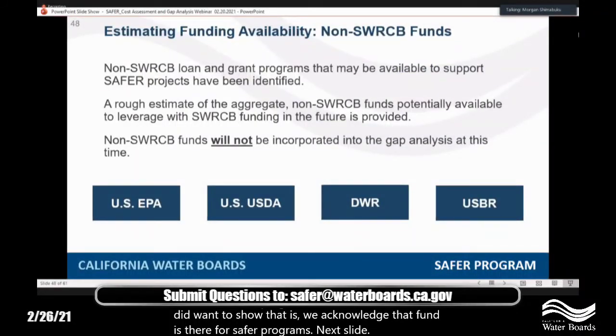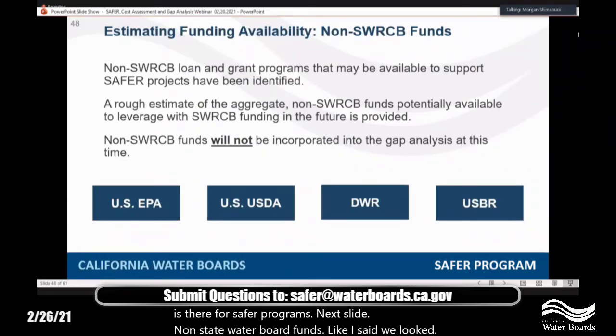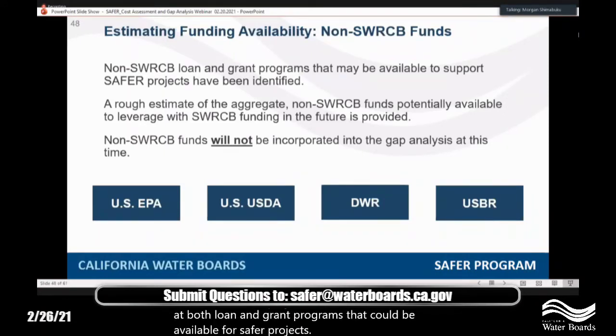Non-state water board funds, like I said, we looked at both loan and grant programs that could be available for SAFER projects. And there's detail in the white paper on how much each of these loan and grant programs have provided in the past. When possible, we got just how much they provided for California water systems specifically on an annual basis. And so that can be looked at as potential available sources to leverage with the state water board funds.